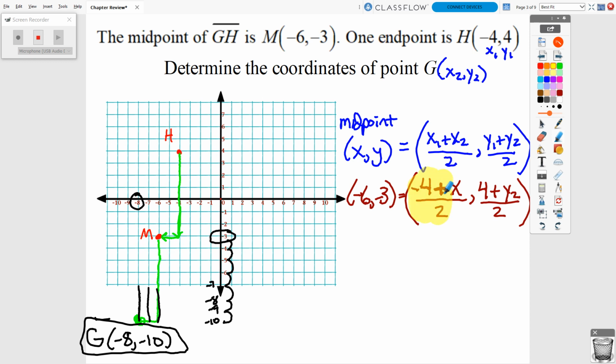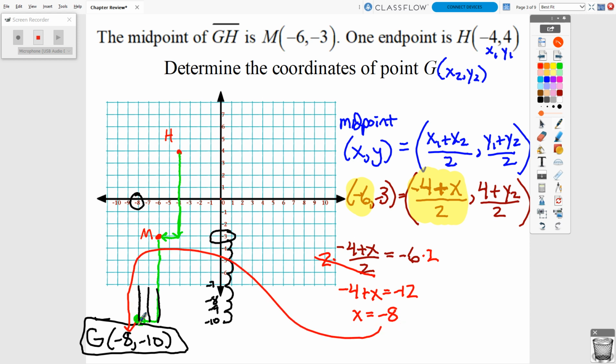Because first we have to talk about the x part of this. So here's the x part, and it should come out to be the x coordinate for the midpoint. So -4 plus x divided by 2 should give us the -6. Now, the way I had always set this up next was to double both sides, and that'll get rid of the divided by 2, and then I've got -4 plus x equals -12. Add the 4 over, and we get x equals -8, which, hey, matches the -8 that I had over here.